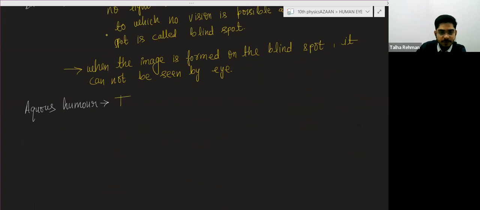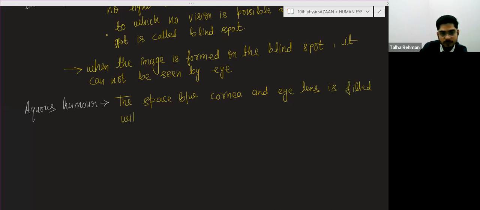The space between the cornea and the eye lens is filled with watery liquid. Watery means this liquid is made up of water. This watery liquid is called aqueous humor.